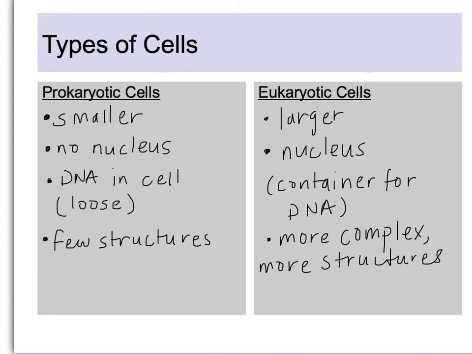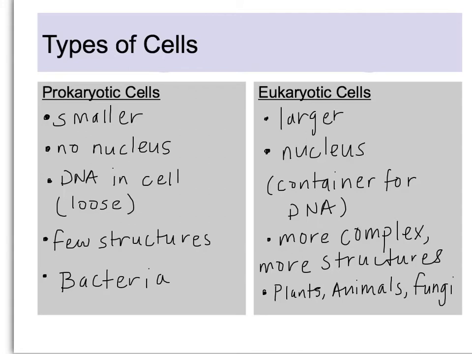And finally, some examples of prokaryotic cells. It's our bacteria group. And for examples of eukaryotic cells, it's basically everything else. So plants, animals, fungi, so like mushrooms and yeast and things like that. And then finally that last group that I showed you the picture of, the paramecium that swims in the pond water, those are called protists.